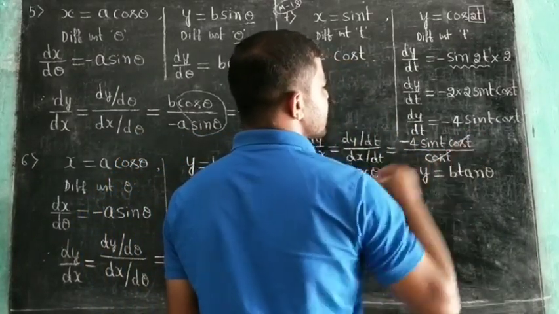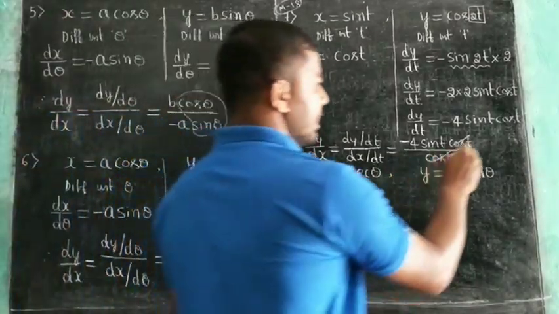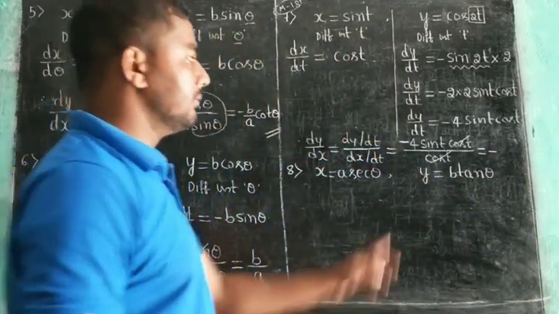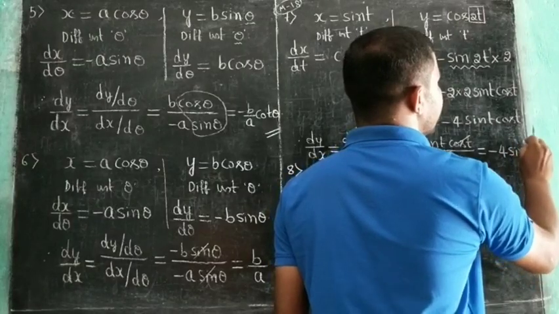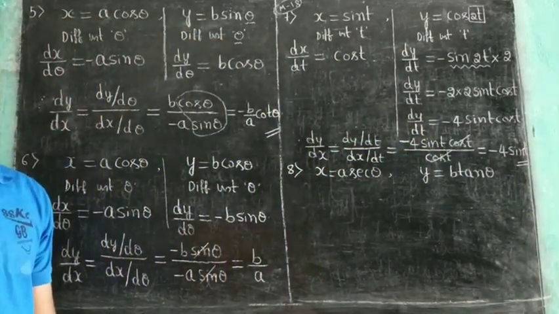Here cos t are cancelled. Cos t are cancelled. Finally we have minus 4 into sin t. Minus 4 into sin t. This is the final answer.